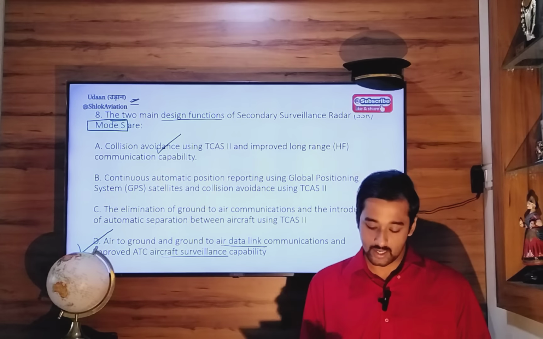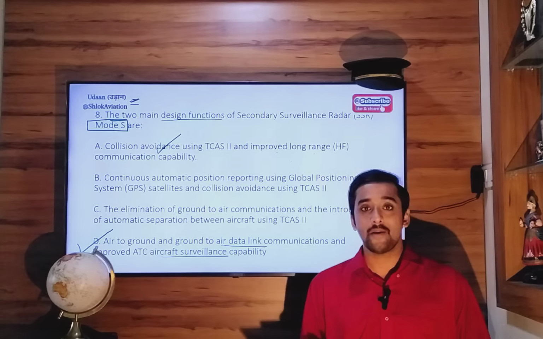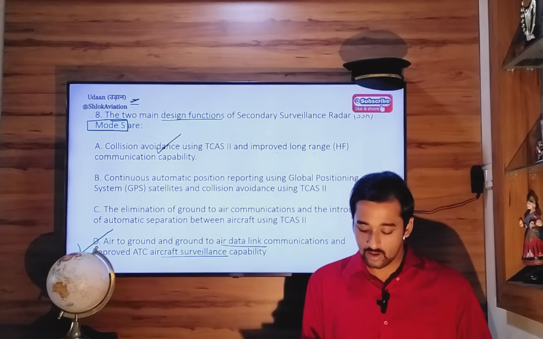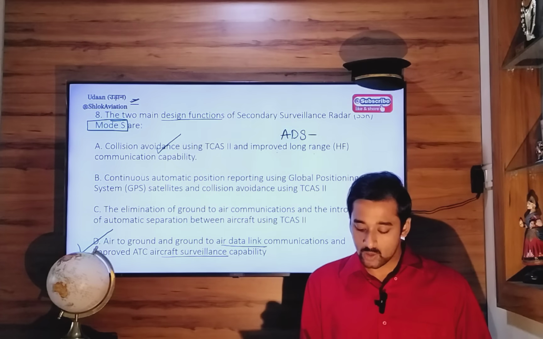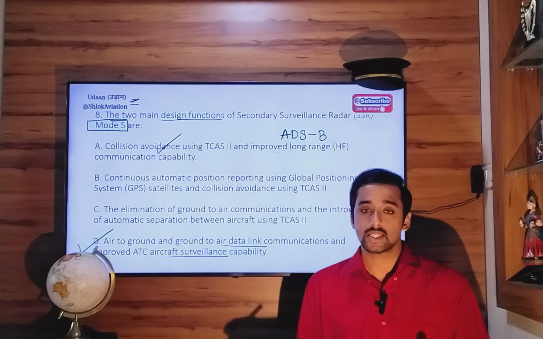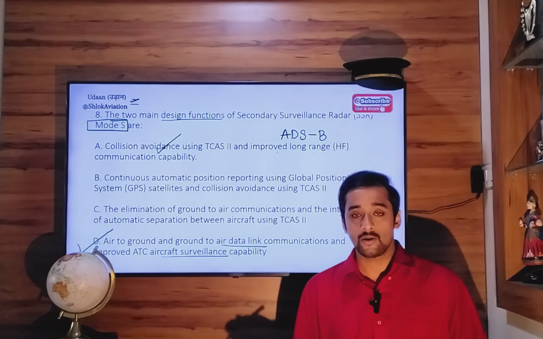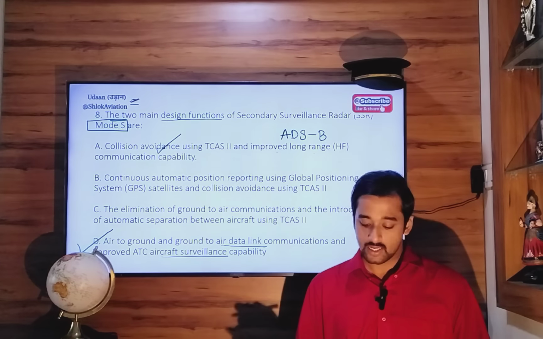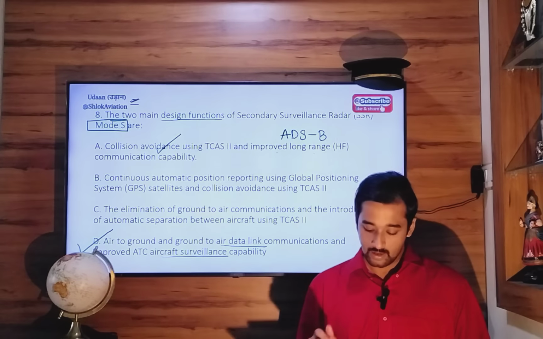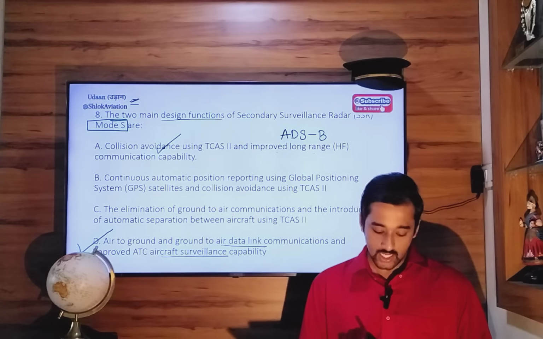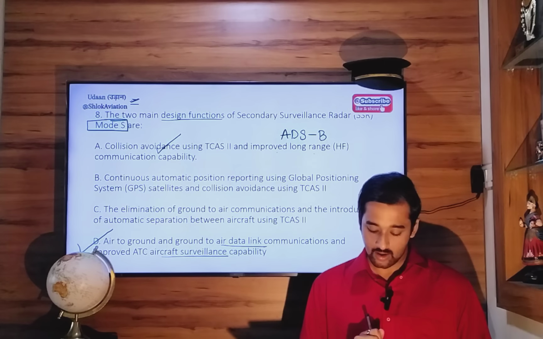But the second part, improved long range communication capability, is not a function of mode S. This is actually a function of ADS-B, automatic dependent surveillance. With this, you can establish communications over oceans also with the help of satellites. So that is with the help of satellites, not mode S. So that's why that's wrong. Next, other options, Bravo and Charlie, are irrelevant.